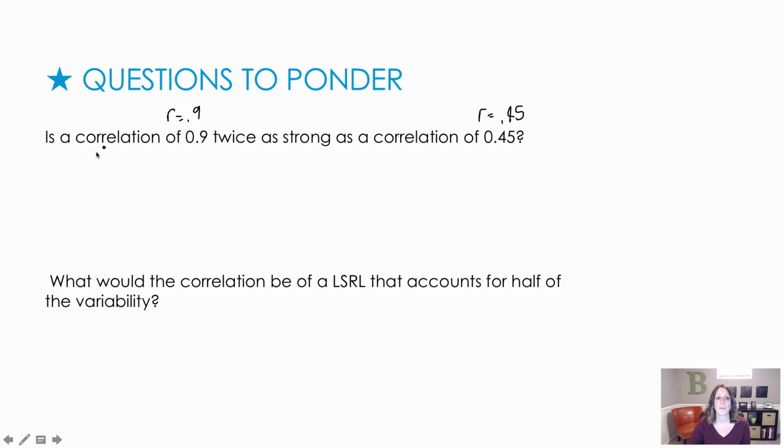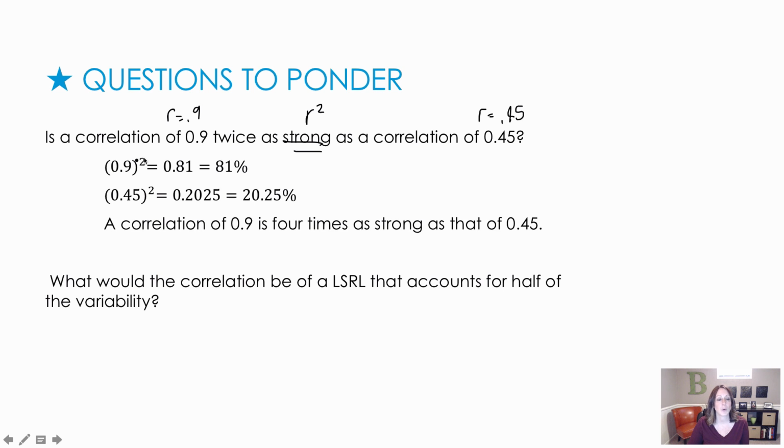But we're talking about the strength, which means we're actually looking at R squared. So what I would do is square 0.9 and square 0.45, and I can see that actually this is 4 times as strong as the 0.45.